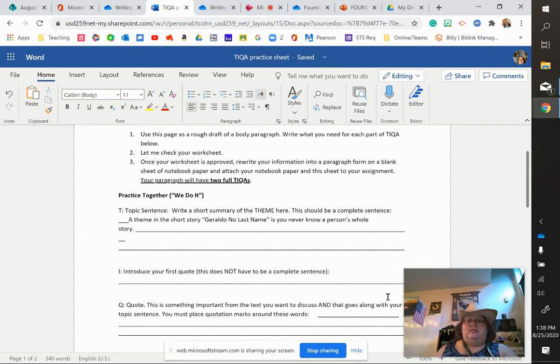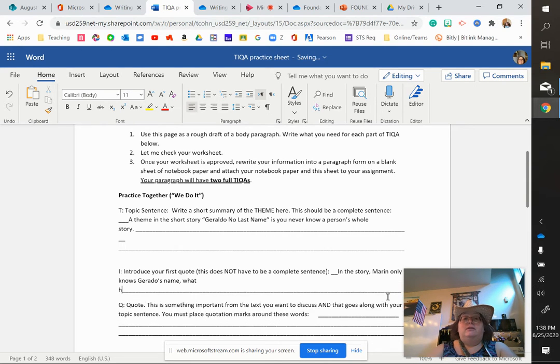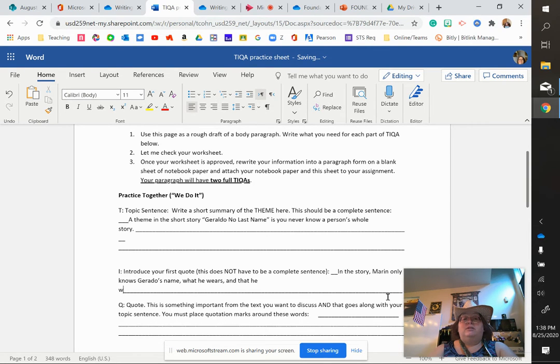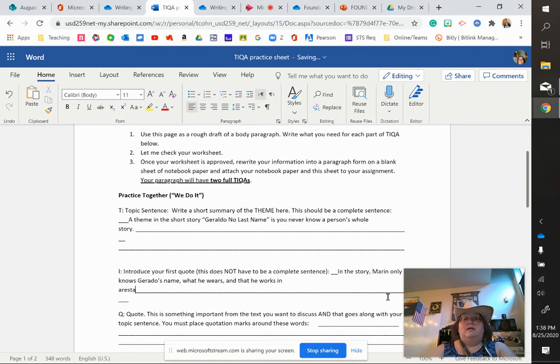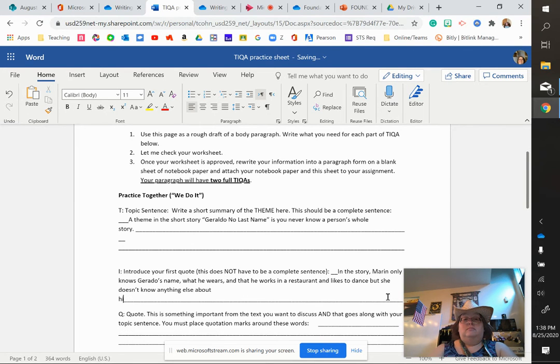How am I going to introduce this? So in the story, Marin only knows Geraldo's name, what he wears, and that he works in a restaurant and likes to dance, right? But she doesn't know anything else about him. Okay?